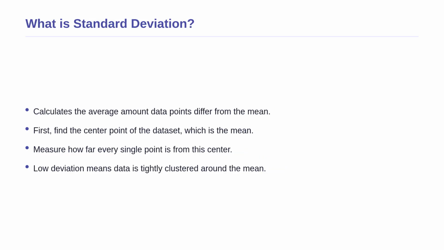Now that we see why measuring spread is important, let us define what standard deviation actually is. Standard deviation is a statistical measure that calculates the average amount by which individual data points differ from the mean of the dataset. When you collect data in an experiment, you first find the center point, which is the mean. Then you look at every single measurement and ask how far away it is from that center point. A low standard deviation means your data points are tightly clustered around the mean, while a high standard deviation indicates they are spread out over a wider range of values.